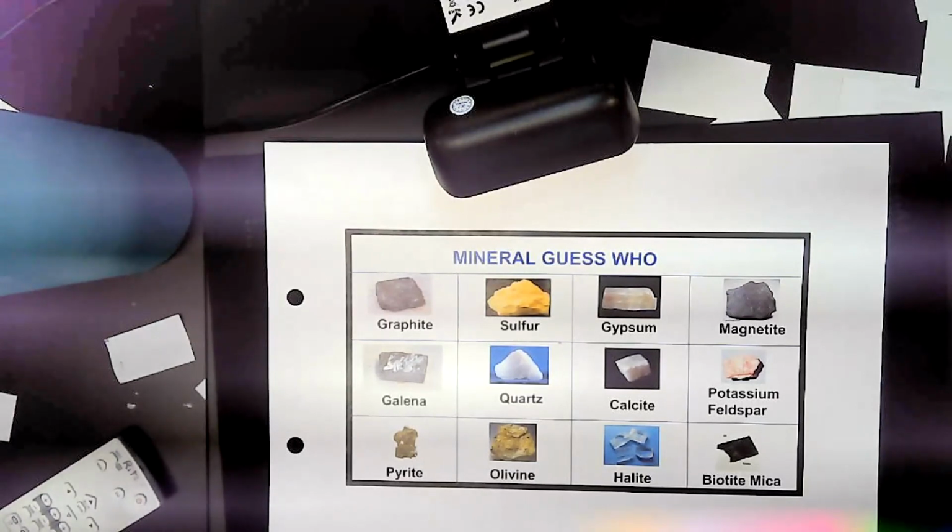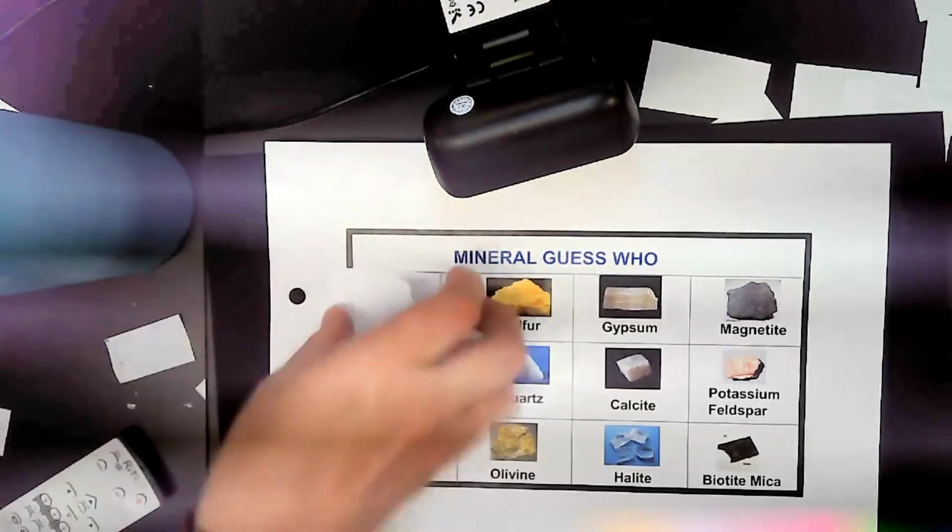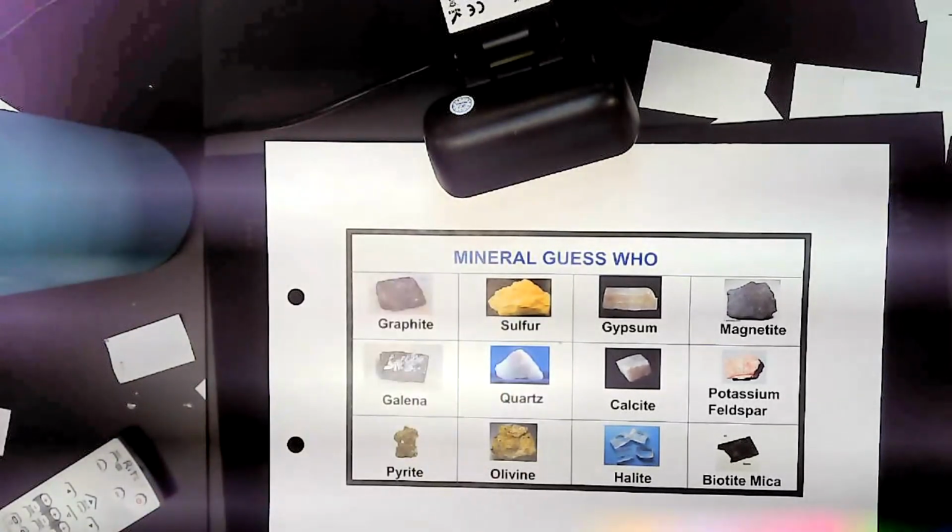So take a look. Is graphite metallic? Yeah. Is galena metallic? Oh, so we want to keep that one. Is pyrite metallic? Check your reference table, Brad. Brad, find pyrite on there. Point to it. Is it in the metallic group or not?